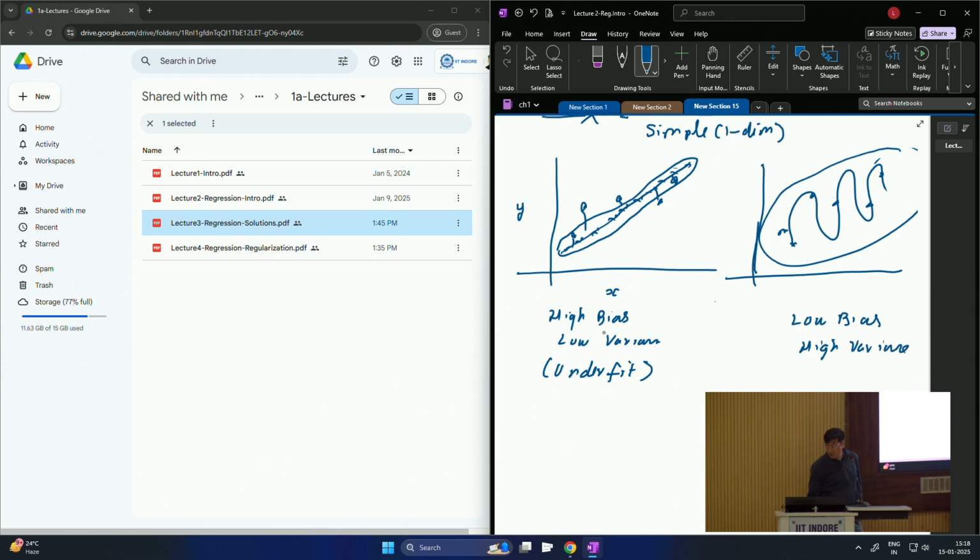Usually we mostly focus on the bias. So if you look at the low bias or zero bias case, this is the case of an overfitted curve. So this is overfitting.